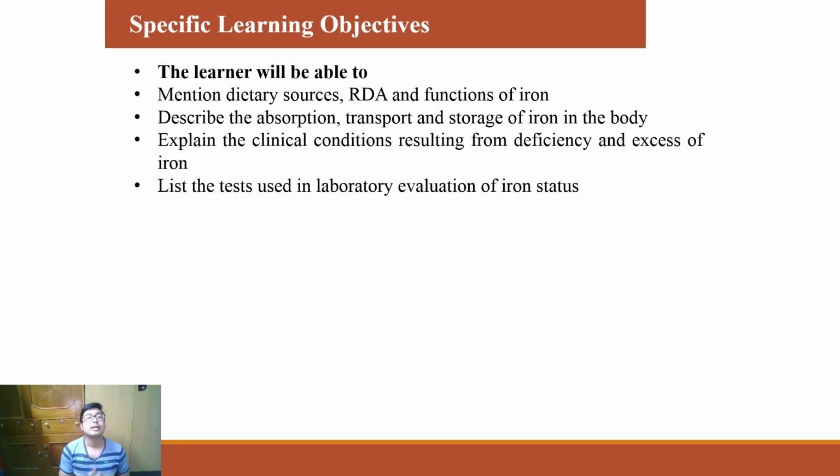The next is you should be able to describe the absorption, transport and storage of iron in the body. Very important. Okay, so the first two objectives we will be taking on in this class, and in the next class we will be discussing the clinical aspects, that is the diseases. So explain the clinical conditions resulting from deficiency and excess of iron, as well as the tests that are used to detect and evaluate iron status.